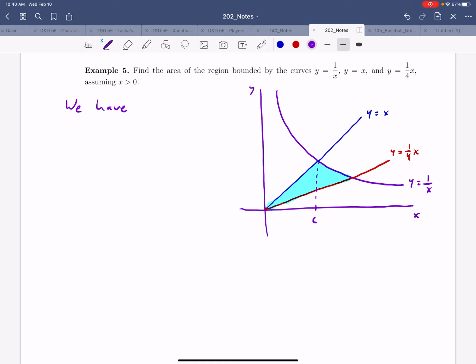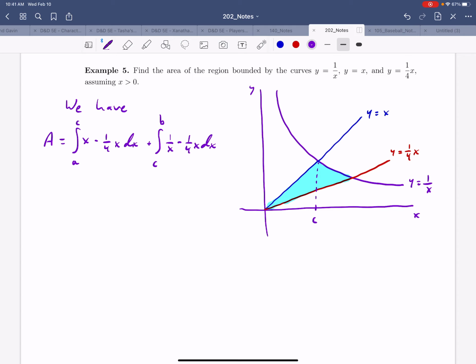So just to show you where we're going to go, the area under the curve is going to equal the integral from, well, a to c of what looks like x minus 1/4 x dx, and then plus the integral from maybe c to b of, it looks like 1 over x minus 1/4 x dx, right? And we have to figure out what's a, what's b, and what's c, right?